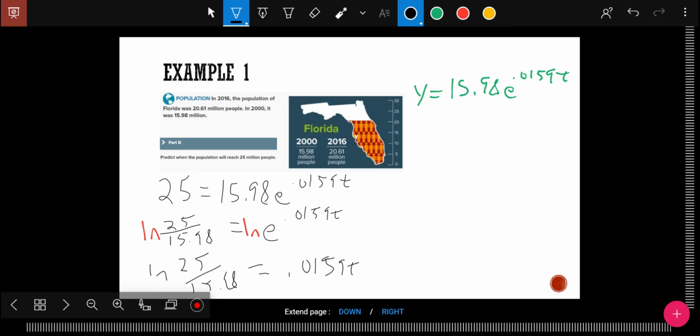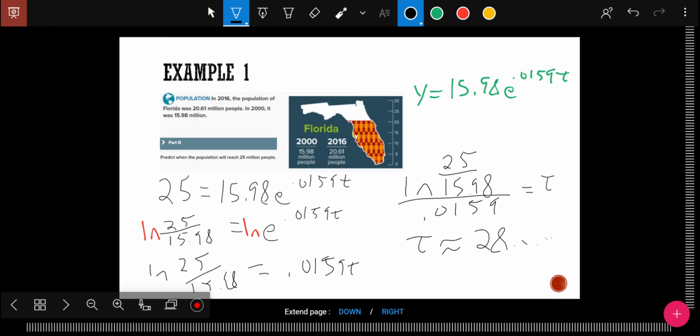0.0159t. To get t by itself, I have to divide by 0.0159, and so I have ln 25 over 15.98, whole thing, divided by 0.0159 equals t. And when I did it, I got 28 something, 28 and change. So around 28 years is how long it's going to take. And if we started in year 2000, then I just put my answer as around 2028.